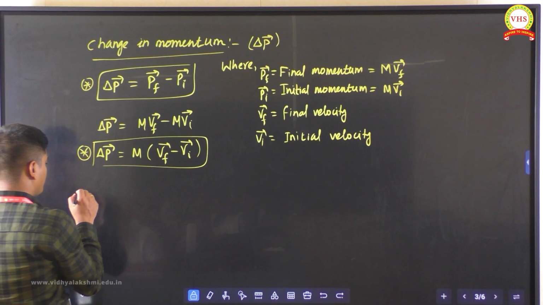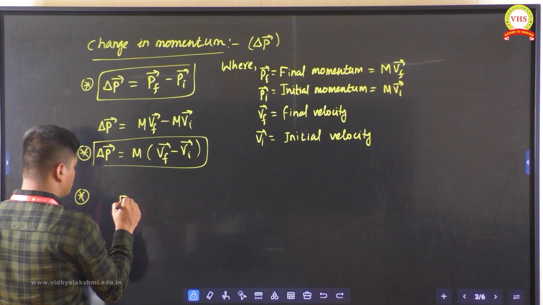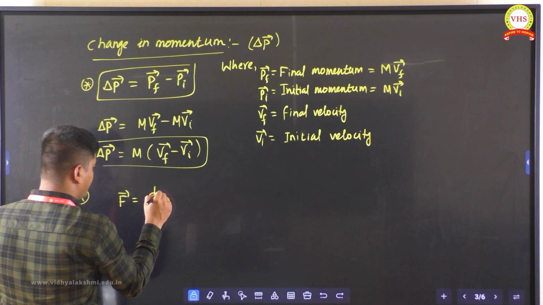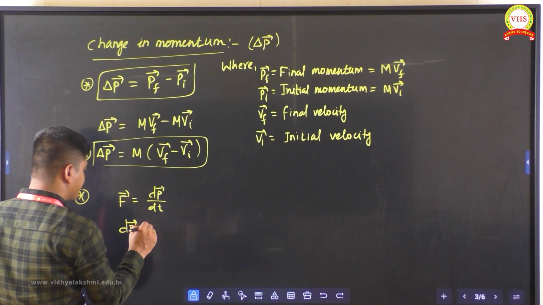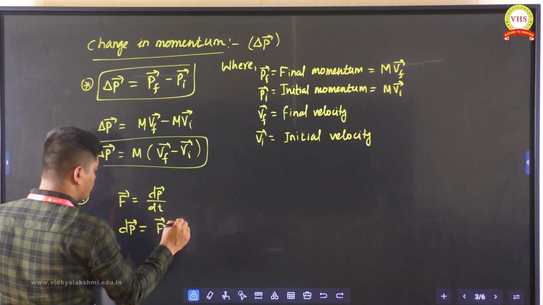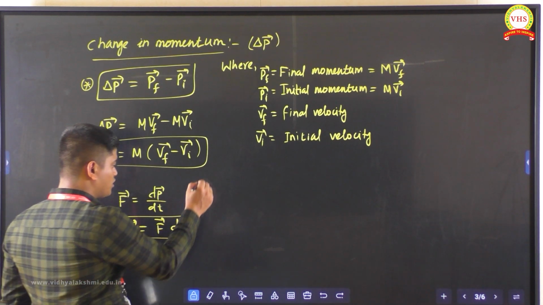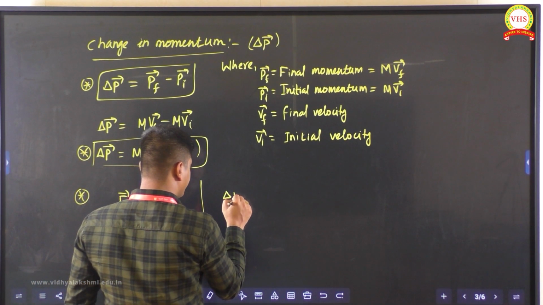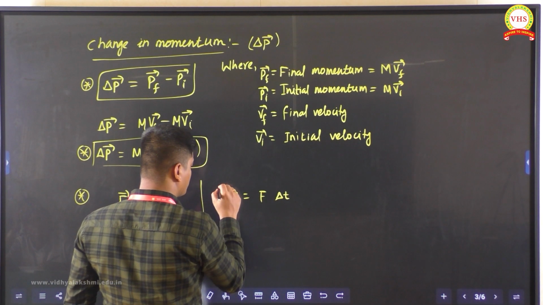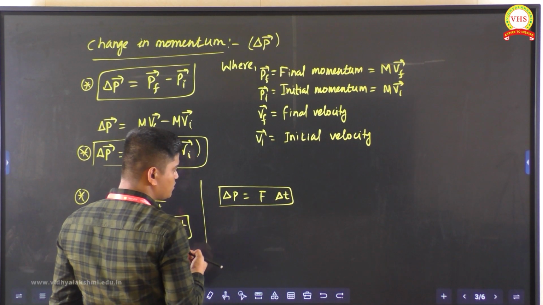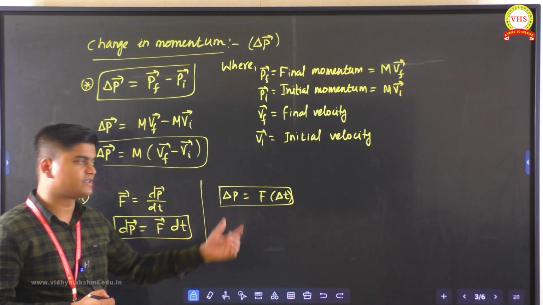Now some other points also remember. Already we have the idea that force equals dp by dt. So dp, the change in momentum, is nothing but force into dt. Magnitude wise, change in momentum can be written as force into delta t. Remember this.